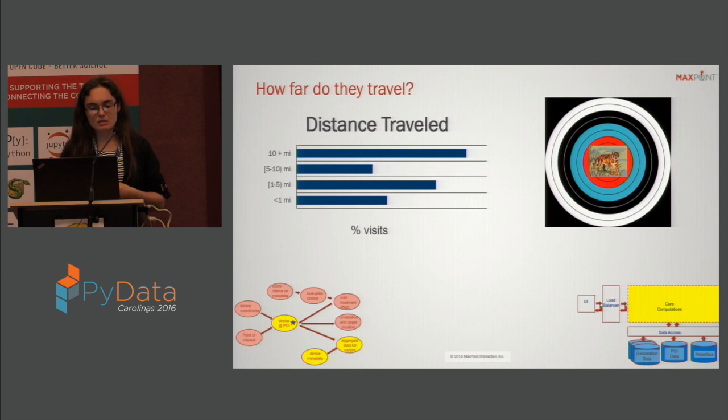Another aggregate statistic: how far are people traveling to the store, or how far are cats traveling to get to my house? So distance traveled metrics, and then we can put them in bins and say, oh, a lot of people are coming from 10 plus miles, or a lot of cats are traveling 10 miles to get to my house. I'm important, that would be good.